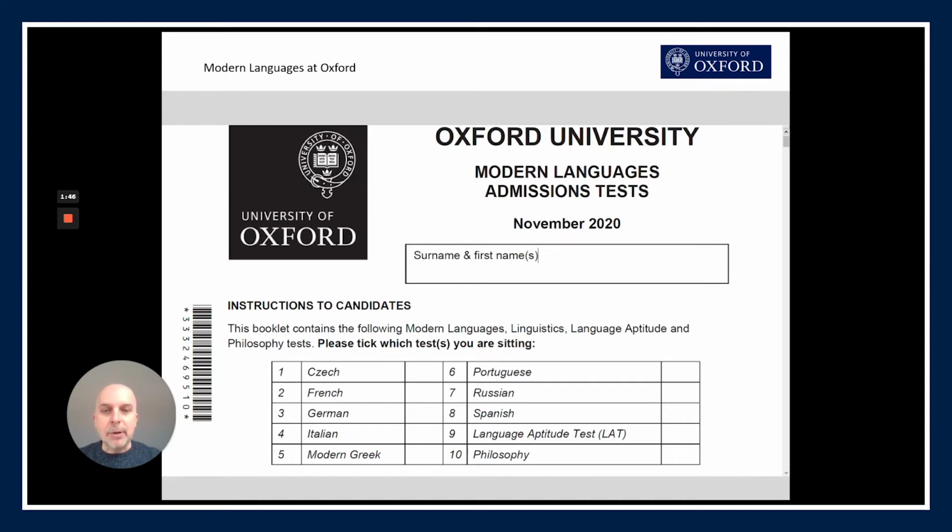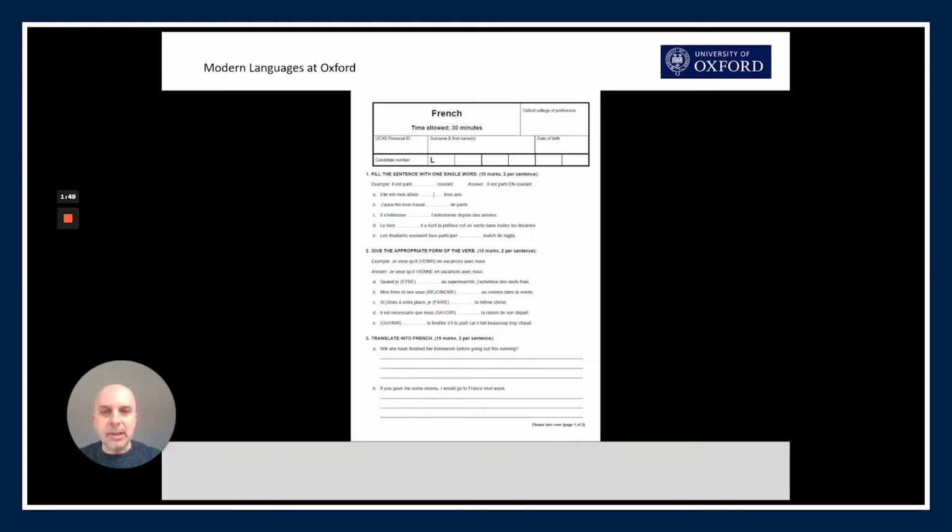So if you look through the test, you will see 2-page tests on each of the languages. This is the first of the 2 pages on French, and you can see here it starts with a fill in the gap exercise, and then moves on to more complex questions where here you can see translating whole sentences from English into French. The other languages work more or less the same way.